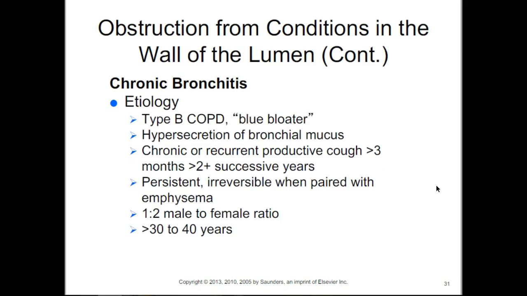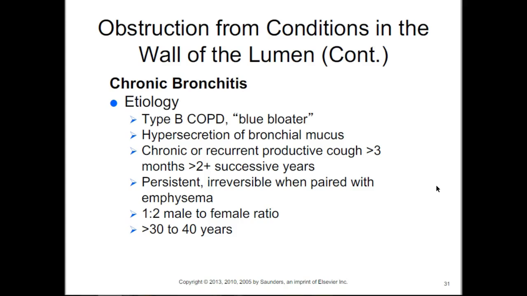So the etiology is, you'll see that type B COPD blue bloater, which we're going to talk about in just a second, right? And so you can see some of the characteristics of the blue bloater, right? And then hypersecretion of bronchial mucus. You're going to see a chronic or recurrent, and usually productive, cough because now you have enough mucus, right? Particularly over 3 months and even into the years, into 2+ years. Persistent and irreversible, particularly if it is paired with emphysema.